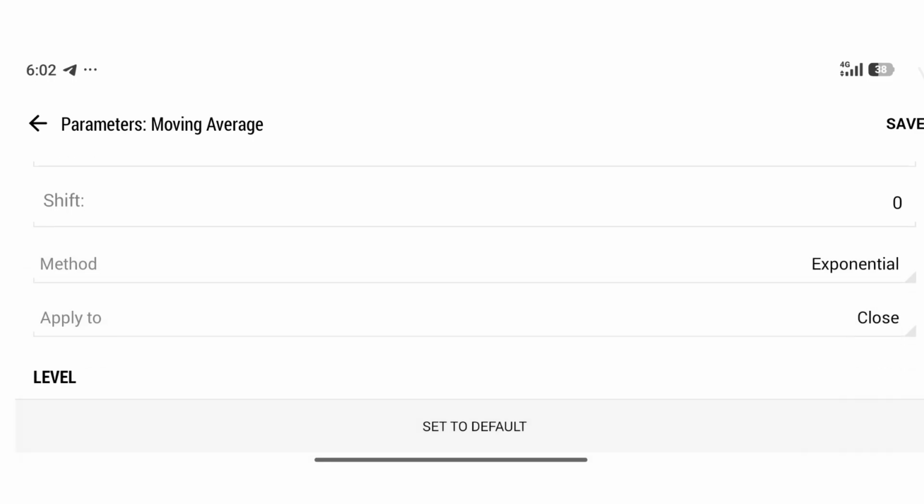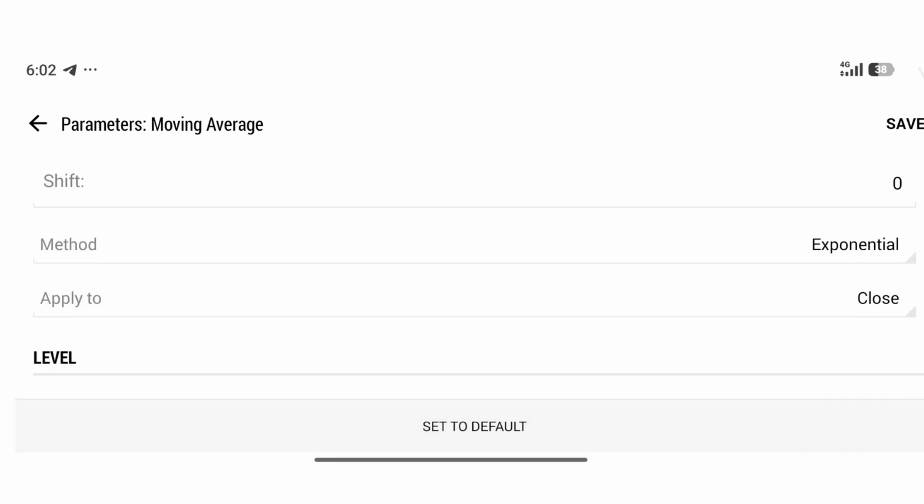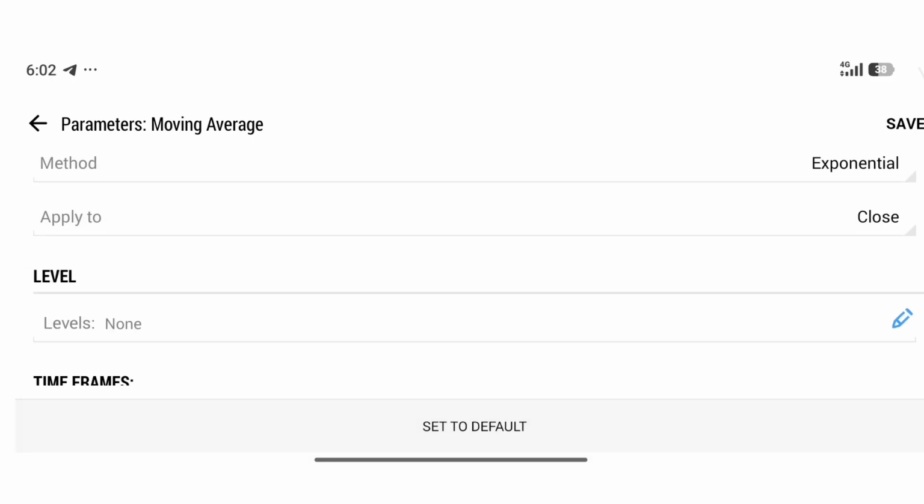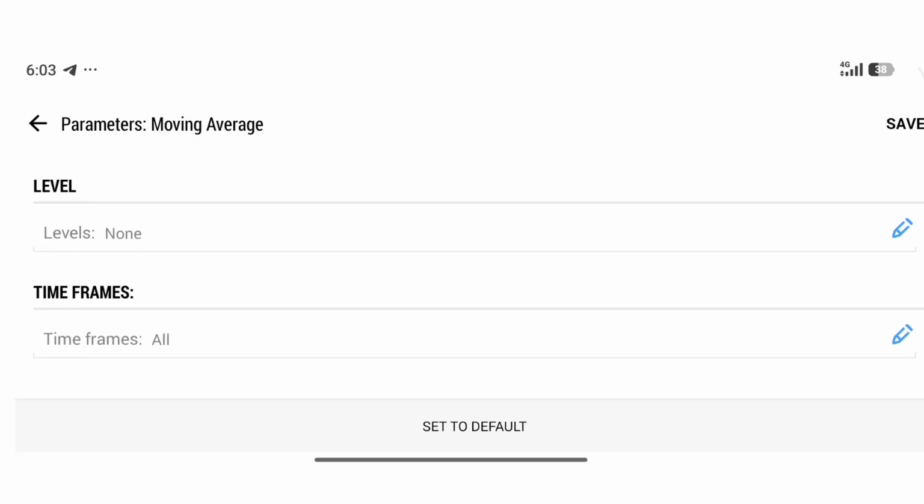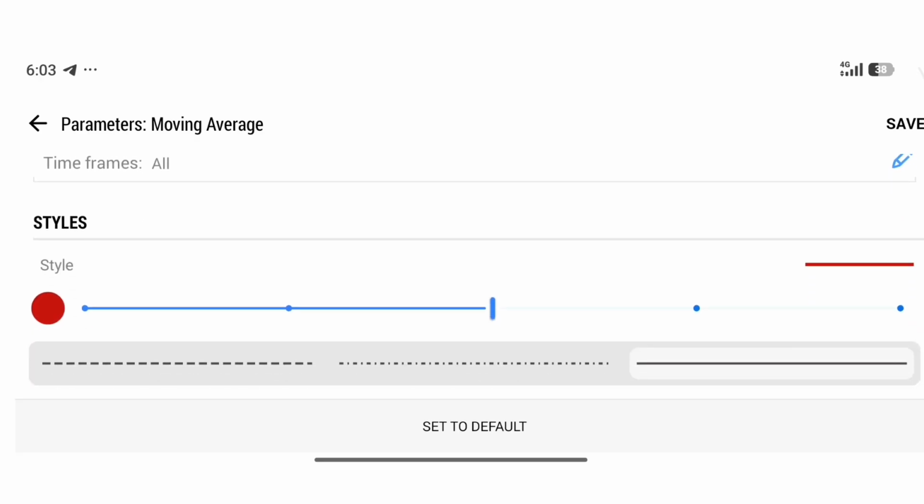So add the indicator again, and this time around you will make the period 30 and the shift should be 0. Make sure the method is exponential too. Make sure you apply it to close and leave everything the way it is. And when you get to the color, change the color from any other color to red. Make sure it's at red.